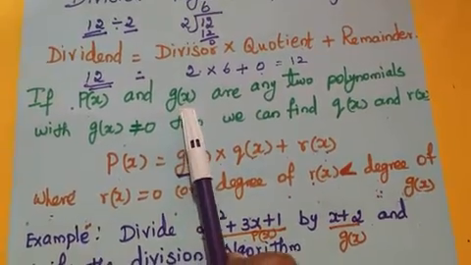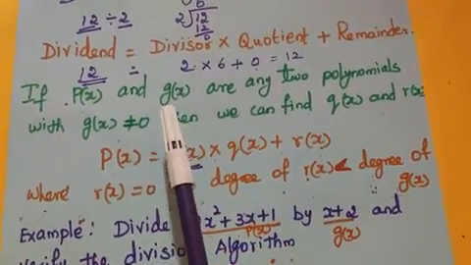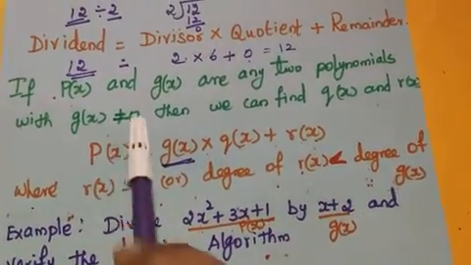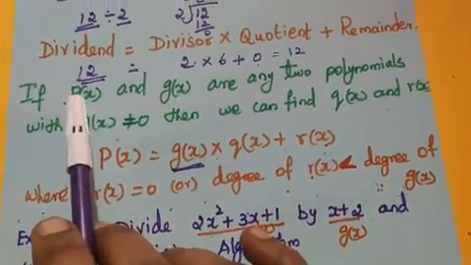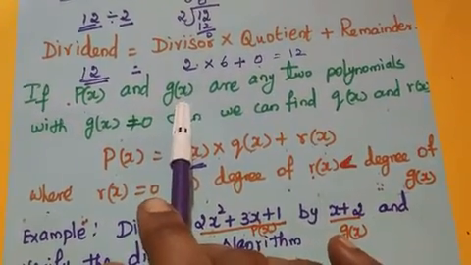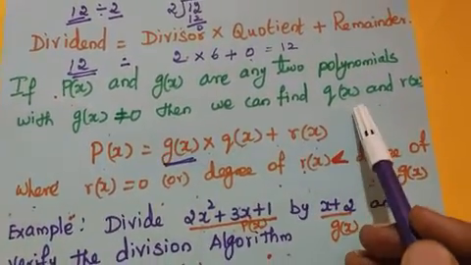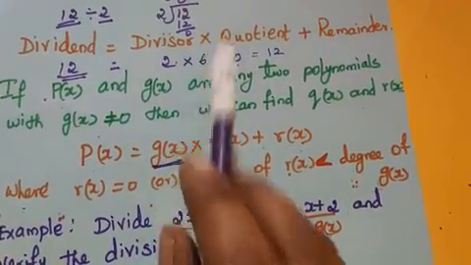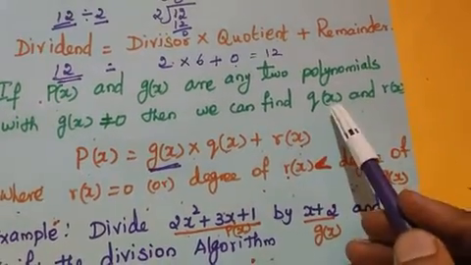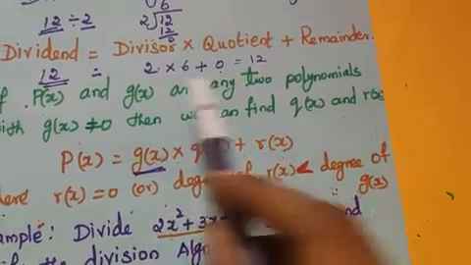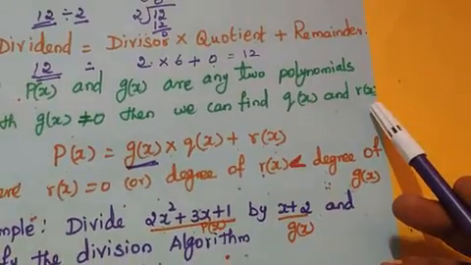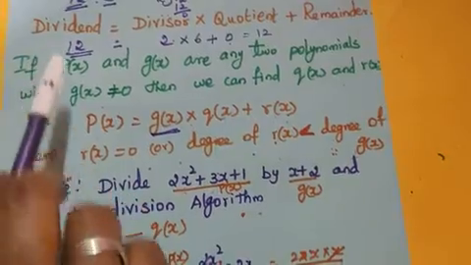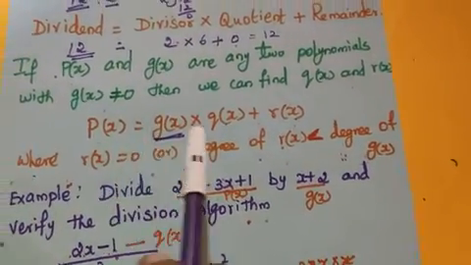And G of x is our divisor. Here 2 is the divisor; like that, in a polynomial we will get one divisor. When the dividend and the divisor are given, we can find Q of x, the quotient. Here 6 is the quotient; we will get it like that in polynomials also. And R of x means the remainder. Here we got 0, and in the same way we will get it in polynomials. It is the same thing, only written in the form of polynomials.